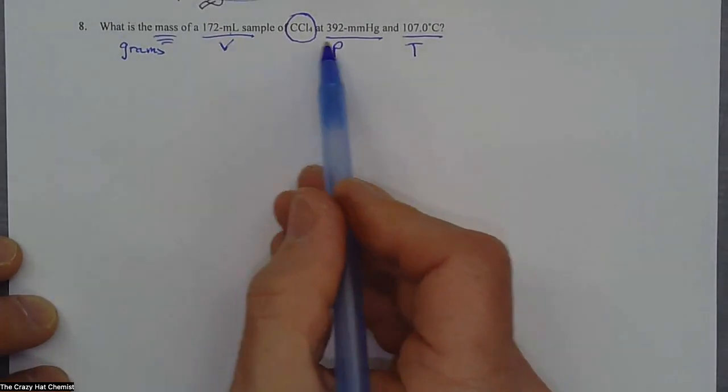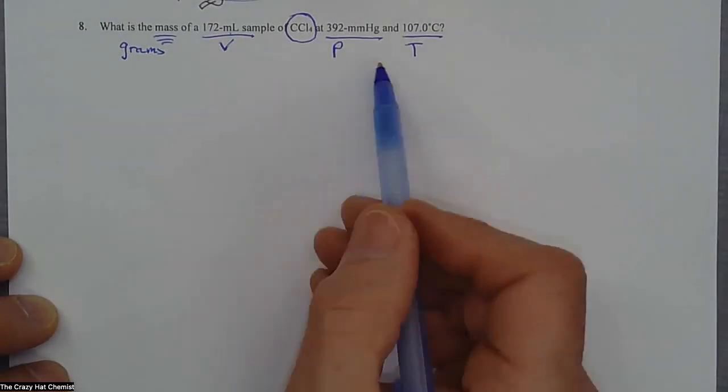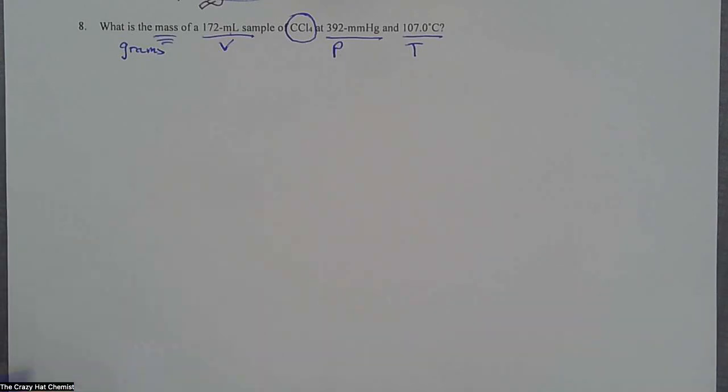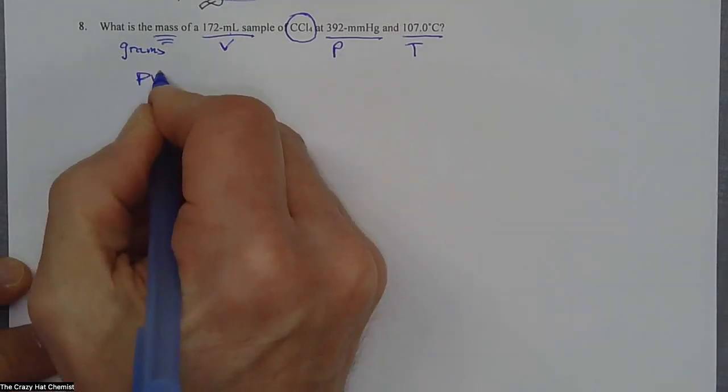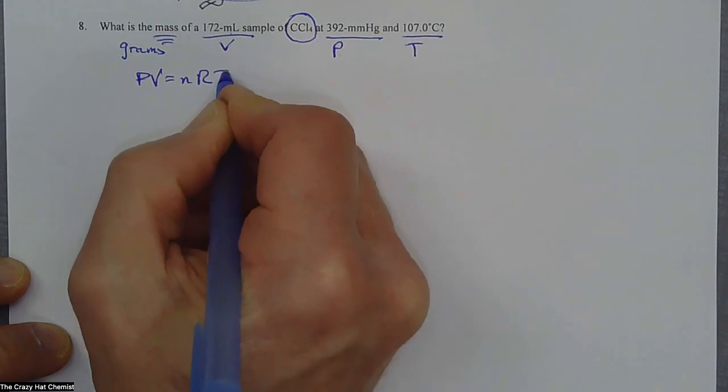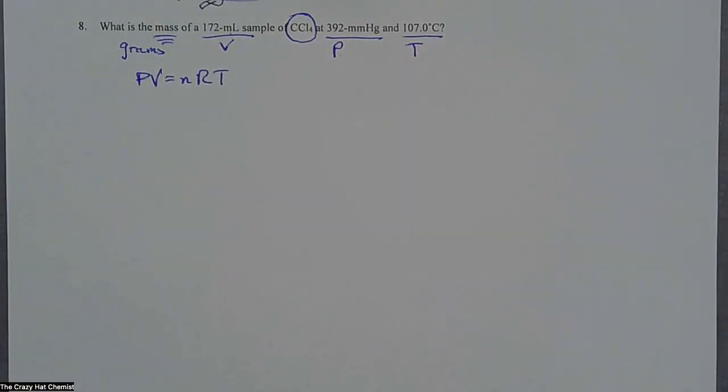So do I have two volumes, two pressures, or two temperatures? The answer is no. Since I do not have two of any of those, I need to use the ideal gas law. And the ideal gas law is PV equals nRT. By the way, this is the ideal stepwise solutions of gas problems, of course, right? All right.